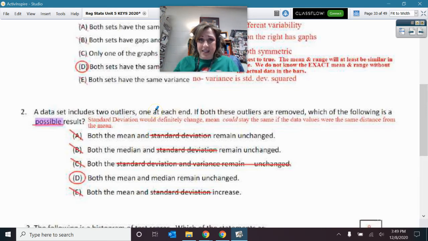So that's the key to this problem: understanding that the variability definitely changes, but the mean could change as well. But there is mathematically a way that it could stay the same, and that's what it's asking, which is a possible result. And so that's then what we have here. Both the mean and the median remain unchanged. That's a possibility.